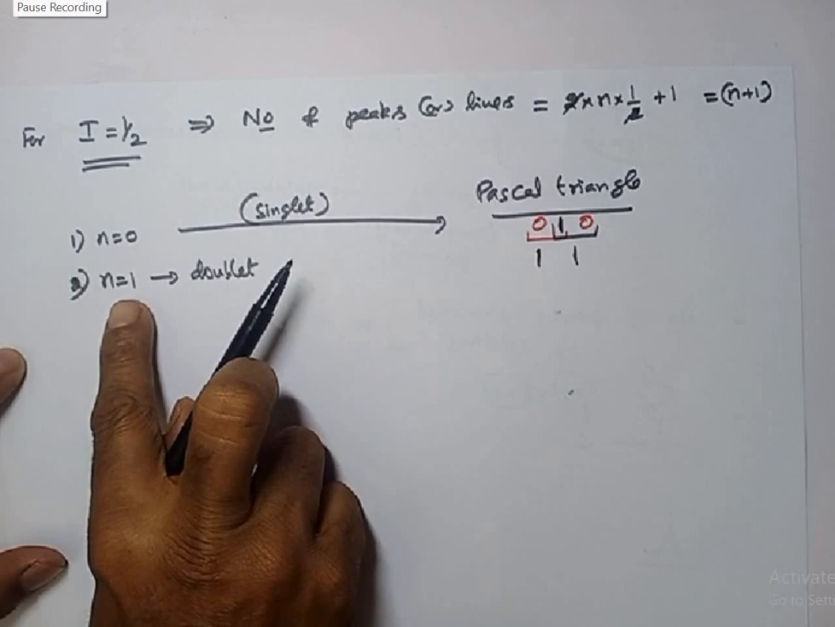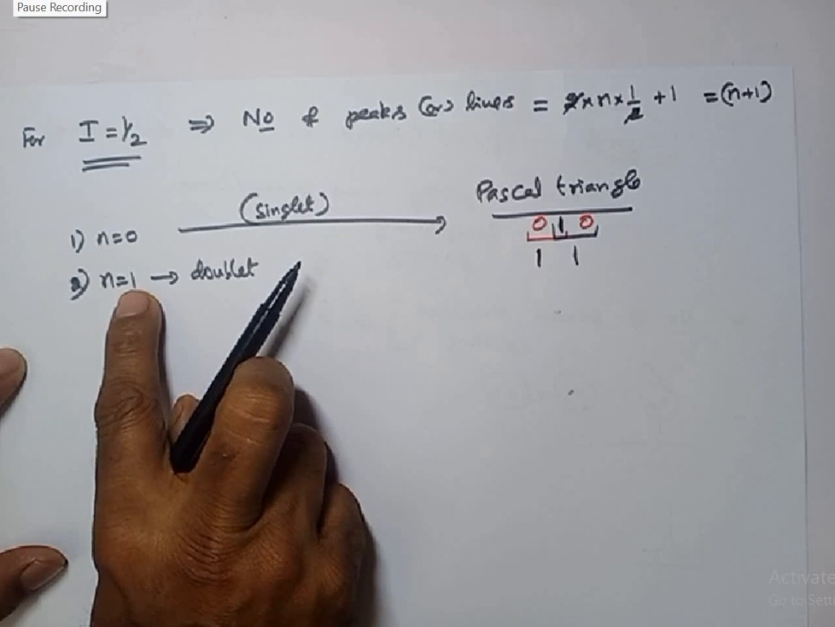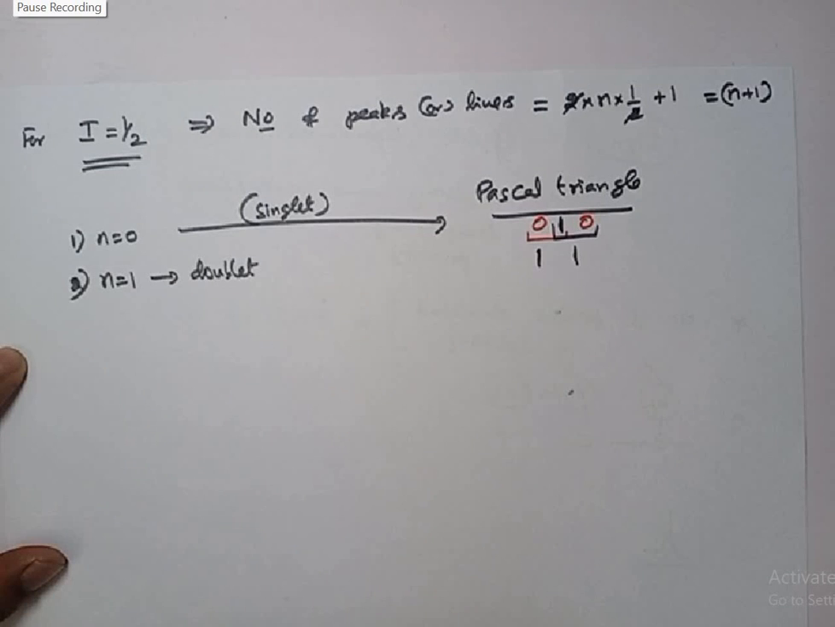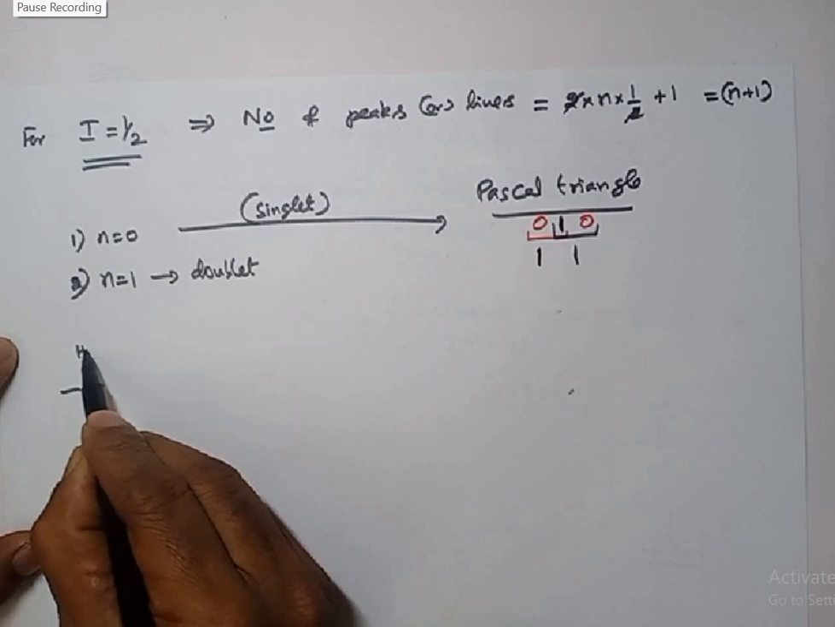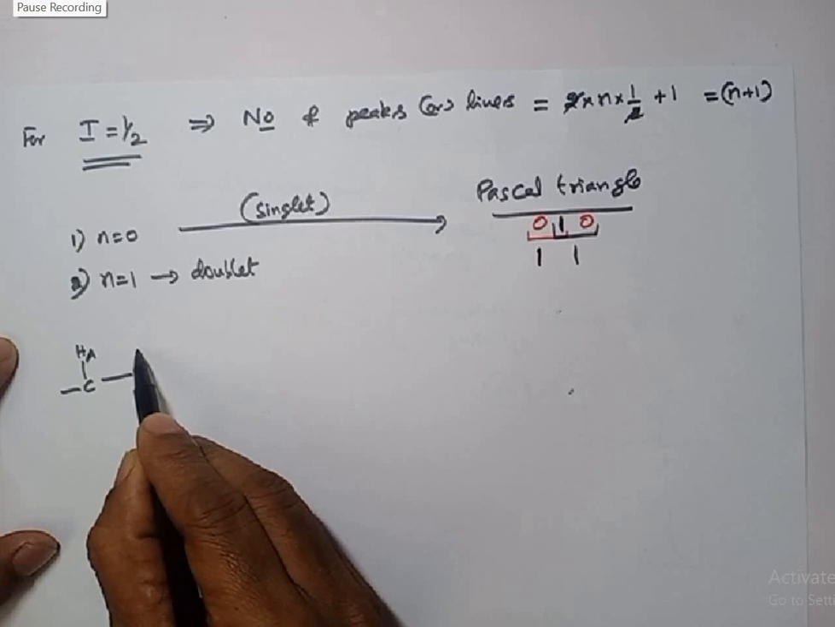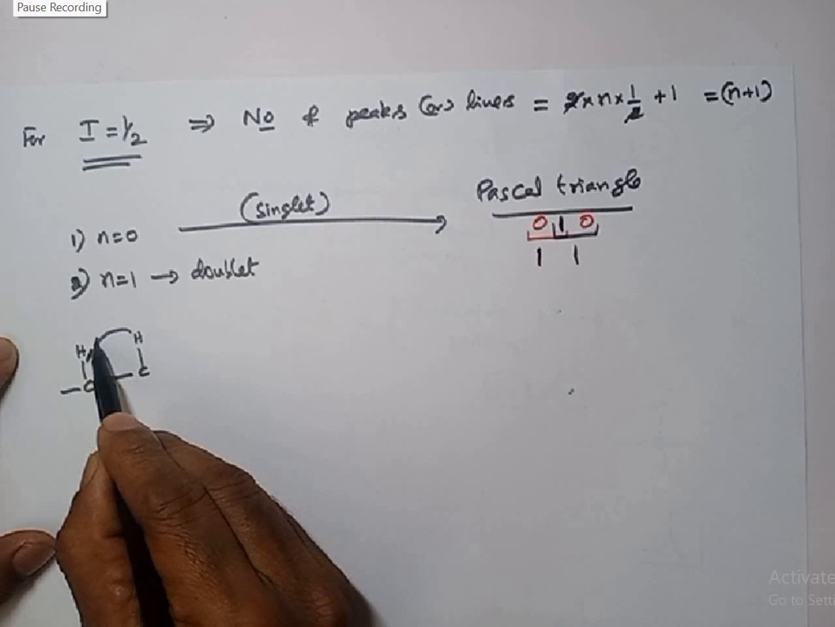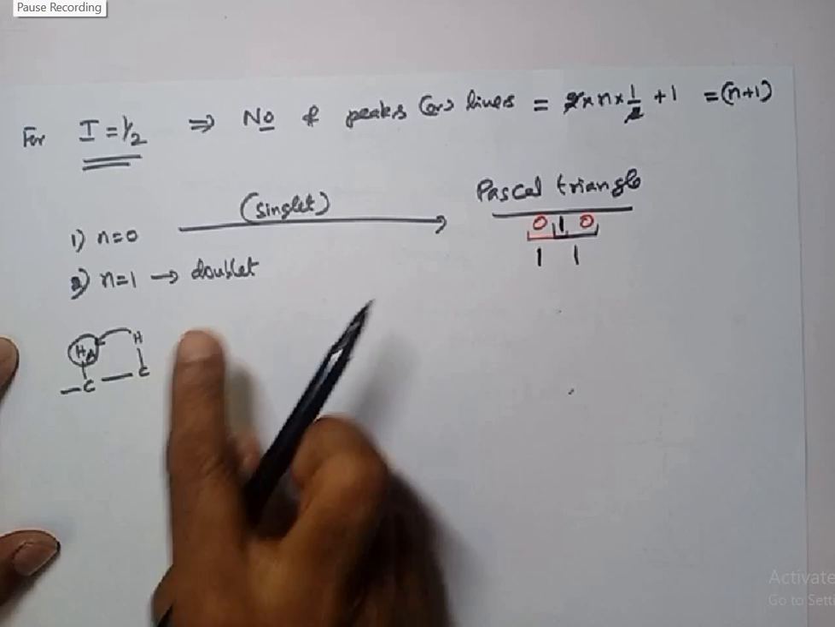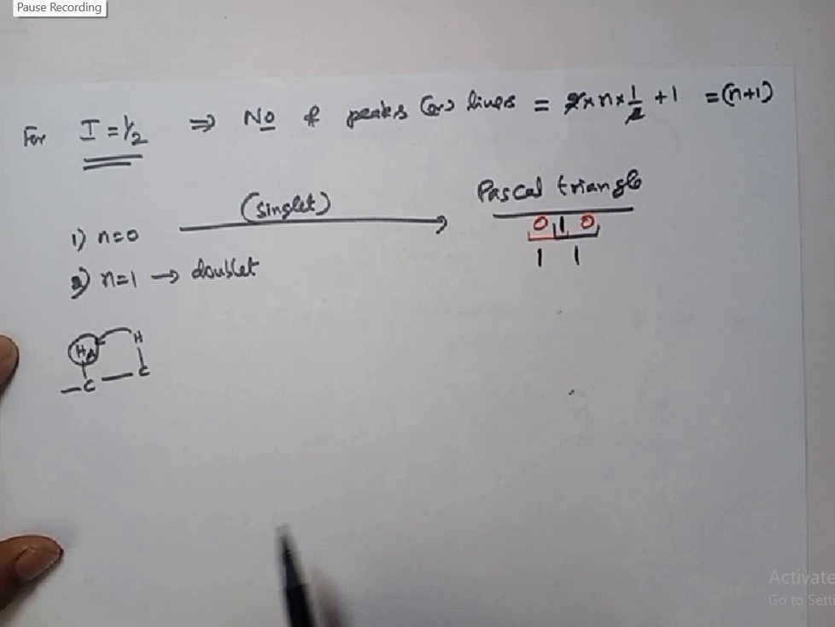So, if the neighboring carbon has one hydrogen, then that one hydrogen splits the signal of the HA proton. What I'm trying to say is, I have the HA proton and the neighboring carbon has one hydrogen. This hydrogen splits the HA proton signal into a doublet. You'll get two peaks. And what is the intensity ratio? The intensity ratio is 1:1. Right?